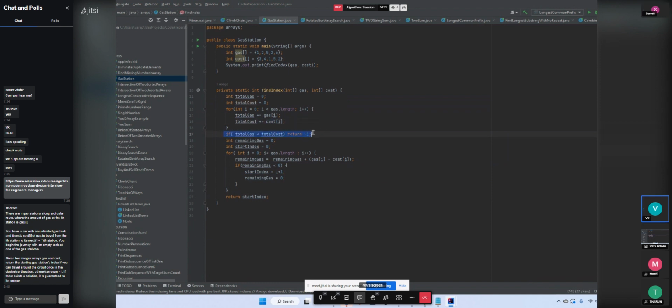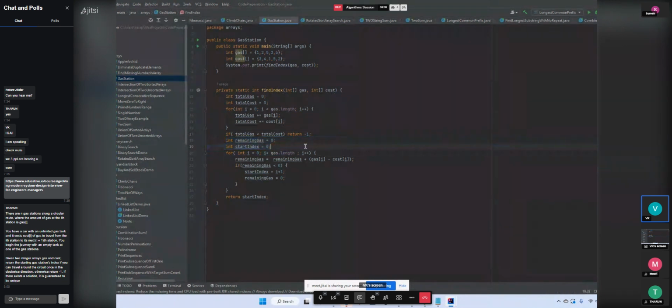Obviously, if total gas is less than the total cost, that means, let's say I have five stations, total gas available is 10, but the cost required to move from one station to another till five stations is 11 liters, and I have only 10 liters. Then there is no point of traversing anywhere, right? So we can end the solution then and there itself, return -1.